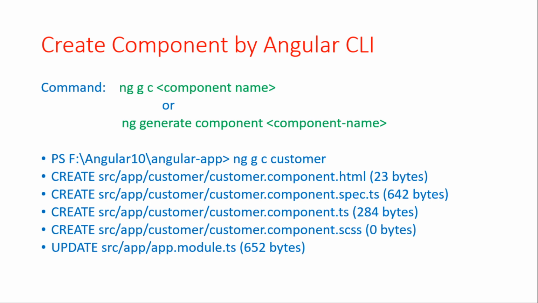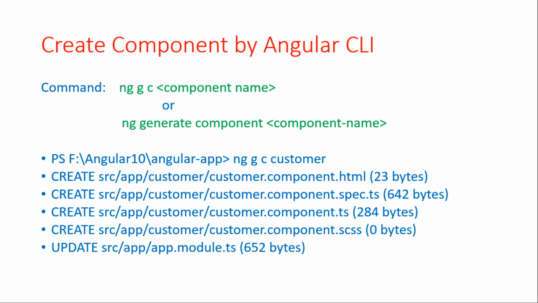If we hit this command, then we are going to see four files created. The first one is customer.component.html, the second one is customer.component.spec.ts. The first one is a UI file where we can write our HTML code. The second one, .spec.ts, is a unit testing file, so we can write unit testing code. Customer.component.ts is a TypeScript file where we create the class using the @component decorator.